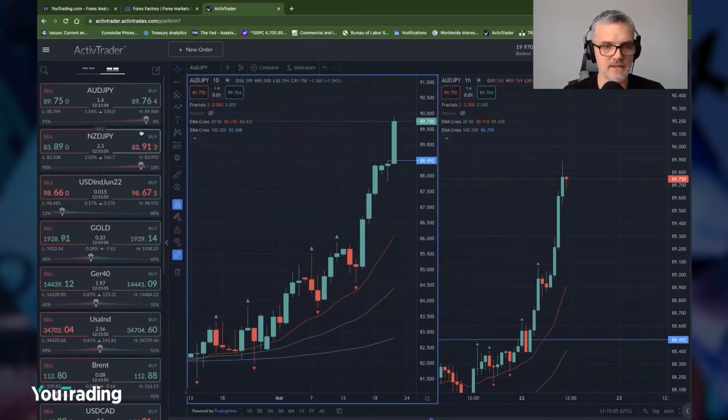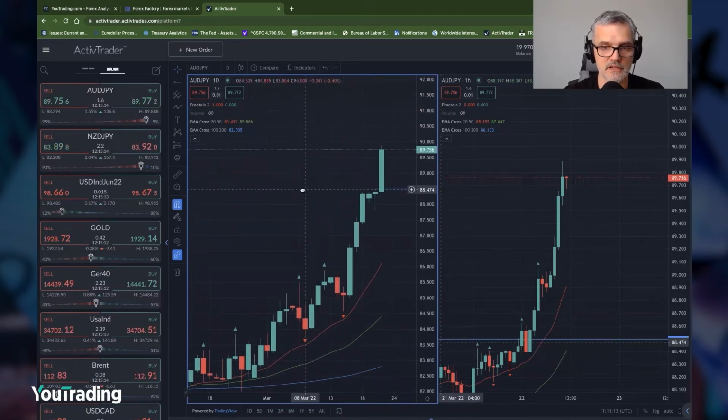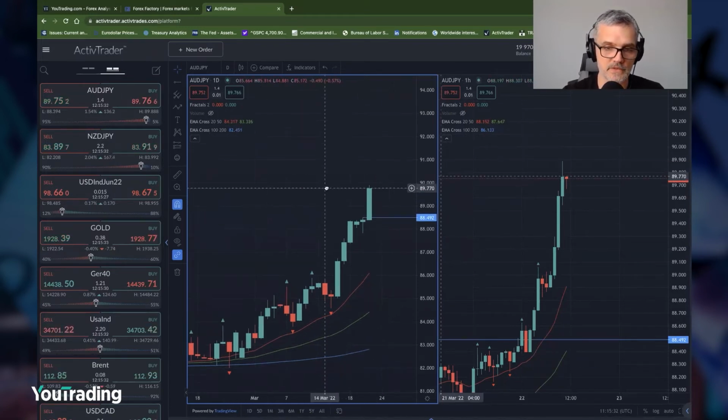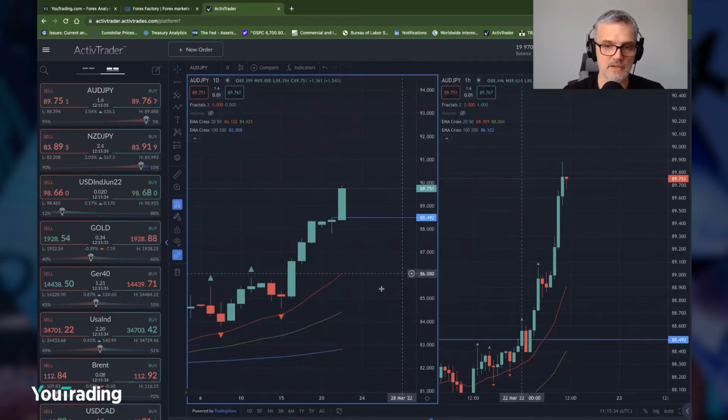If we look at the sentiment indicator on the active trader platform, we can see that 95% of traders that are trading the Aussie yen are trying to short this. 80% of traders are generally wrong. So the majority of these traders are on the wrong side of the trade, obviously. They have been for many days. New Zealand dollar versus the yen, similar sort of thing. 90% of traders are trying to short the New Zealand dollar versus the yen, so they're also on the wrong side of the trade. So looking for longs is the way to go.